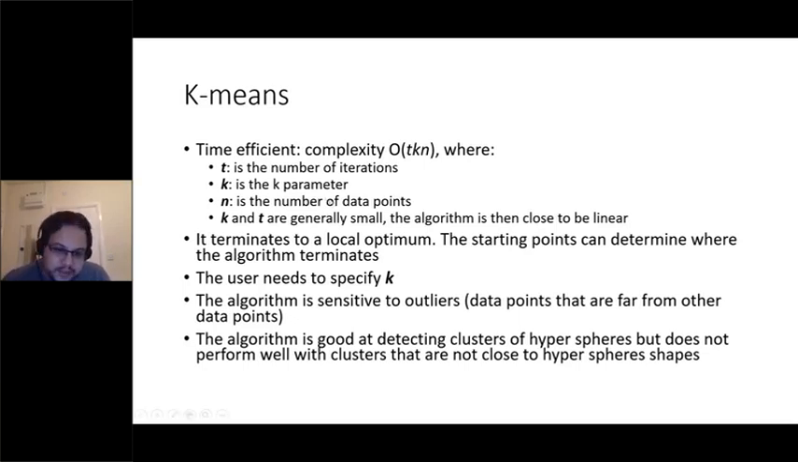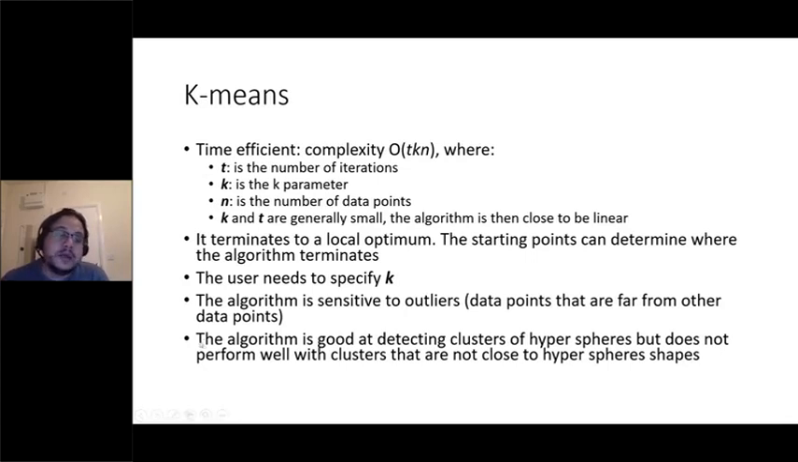One of the problems is that the users need to specify the K. The algorithm is also, and this is a drawback, sensitive to outliers. Outliers are data points that are far from other data points. So they influence where the centroid is going to be, of course.